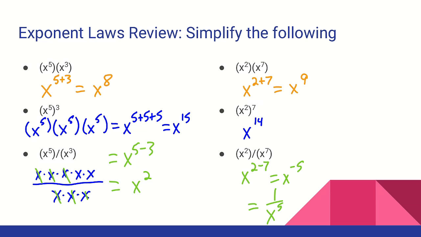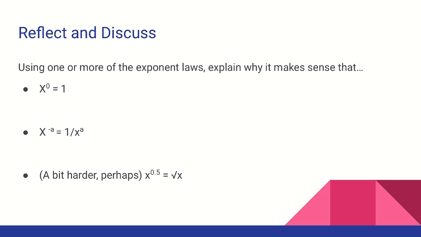Hopefully that's just a refresher as we look a little bit closer at these. Can someone use one of the exponential laws to tell me why this makes sense? Whenever you have some number raised to the 0 power, the result is 1. It doesn't matter what the value of x is. What law could you use there?